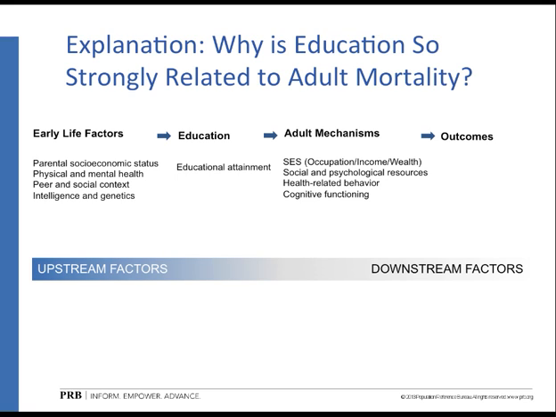Consider, for example, that children today spend more and more time in school. They learn to read, write, analyze, and evaluate information in successively complex ways. And they learn to apply those skills throughout life to enhance their health and to increase their longevity. That is, cognitive functioning is thought to be one of the most important adult mechanisms linking higher levels of educational attainment to mortality and life expectancy.